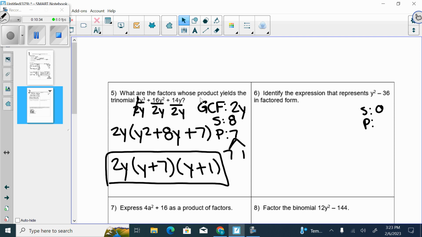And my product is, good. So it multiplies to give us negative 36 and adds to give us 0. What would that be? 6 and negative 6, right. So just a hint, guys, anytime you have one of these where your sum is going to have to be 0, whatever numbers you pick have to be the same number, one of them positive and one of them negative, right? That's the only way it adds to give you 0. So you're looking for a number times itself, one of them positive, one of them negative. Good. So we'll have y plus 6 and y minus 6 as our two factors.